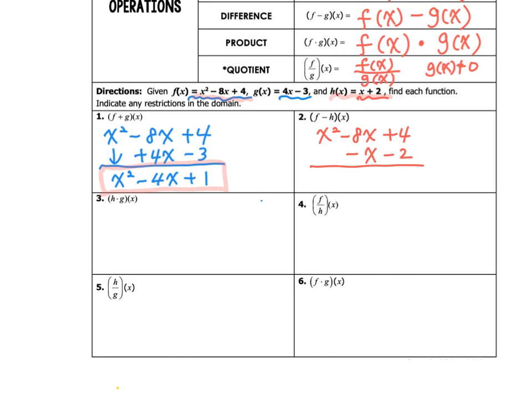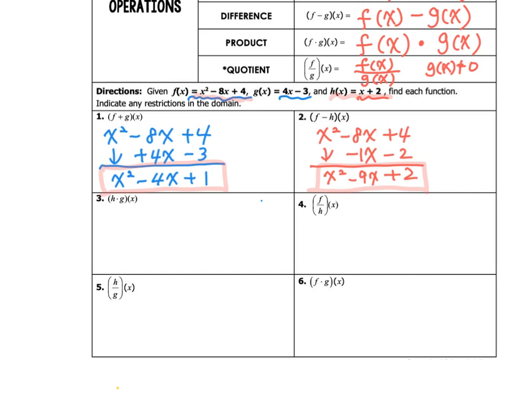And now let's combine like terms. X squared, and this will be negative 9x, right? If you need that placeholder, put a 1 on there, and this will be positive 2. So the answer is x squared minus 9x plus 2.